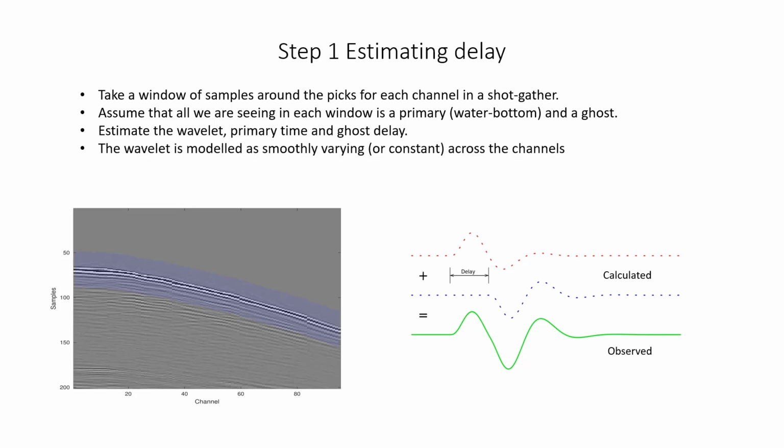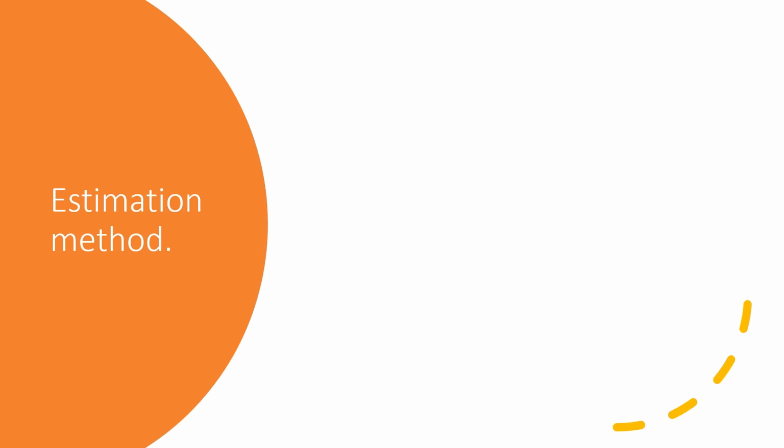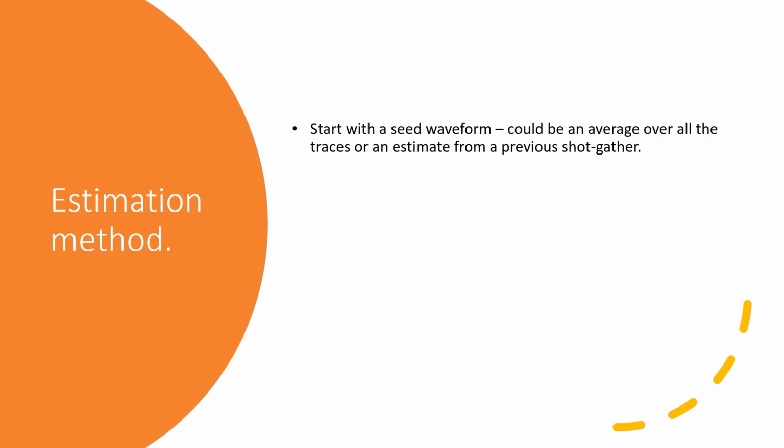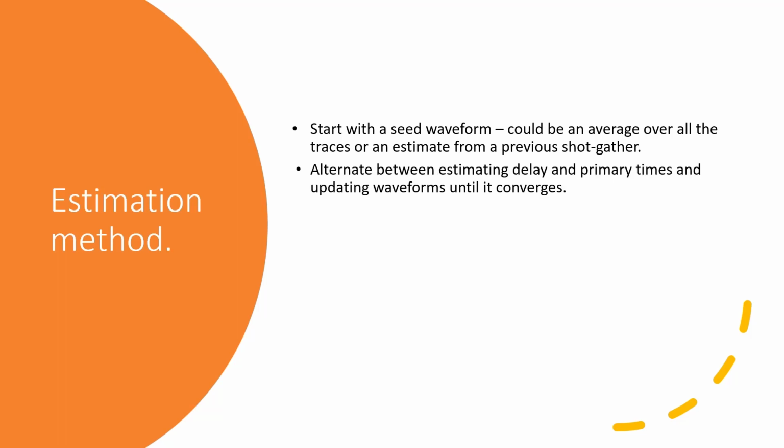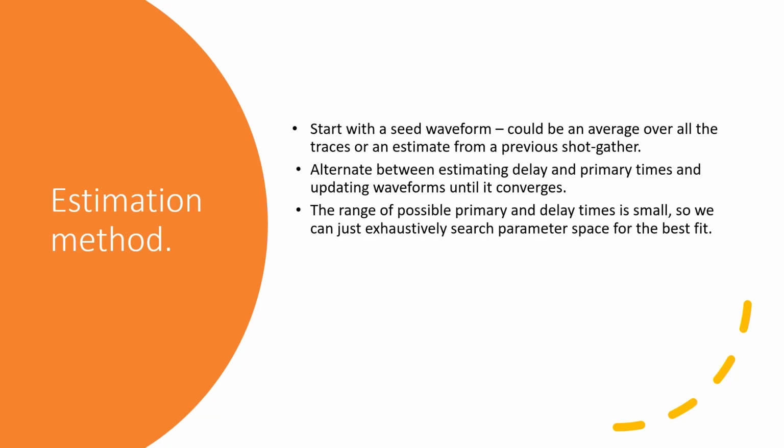And the wavelet is modeled as smoothly varying across the channels. So that simplifies the procedure. And so the estimation method is we start with a seed waveform, which could be an average over all the traces or an estimate from a previous shot gather. And we alternate between estimating delay and primary times and updating those smoothed waveforms until it converges. And the good thing about this is the range of possible primary and delay times is actually pretty small. So we can just exhaustively search the parameter space for the best fit. So we don't have to worry about some sort of sparse estimation procedure.